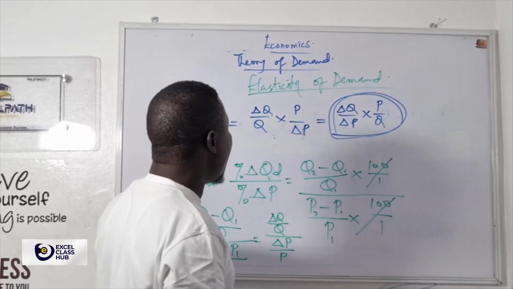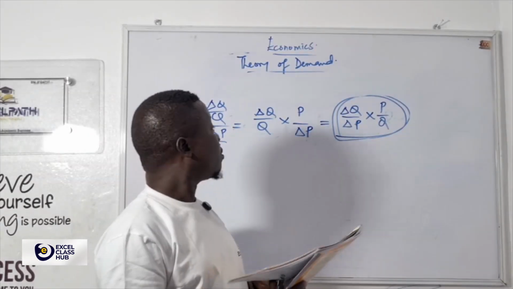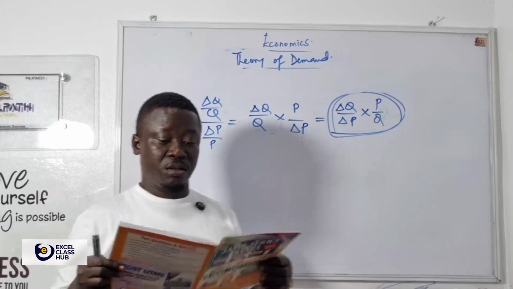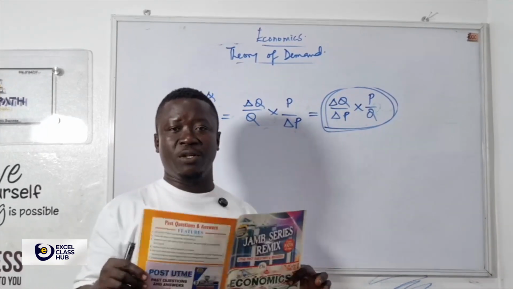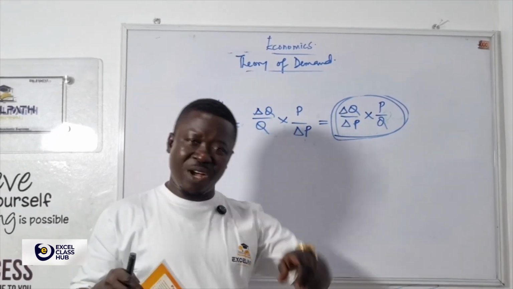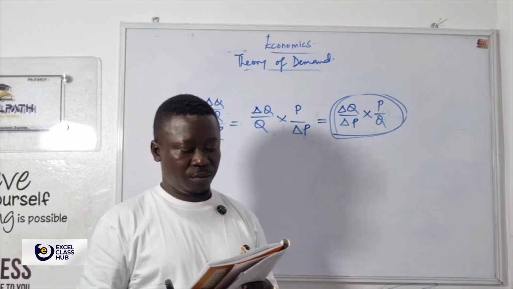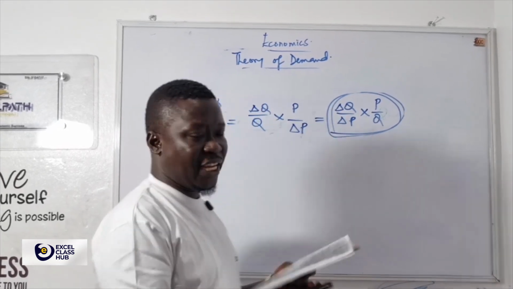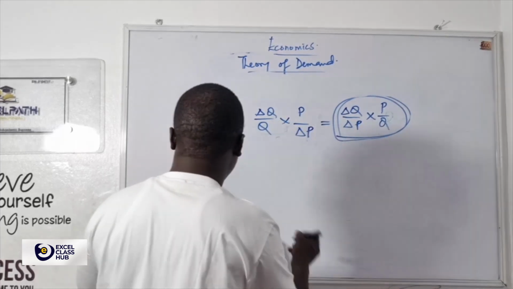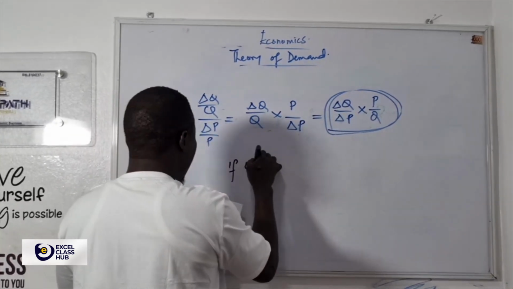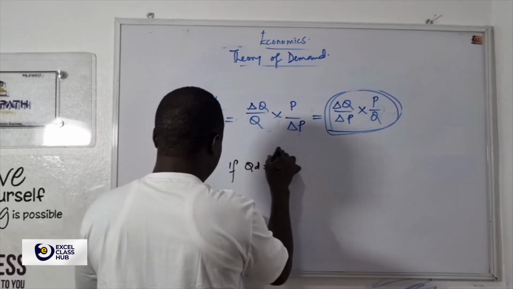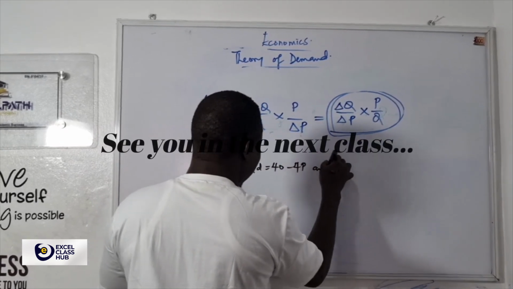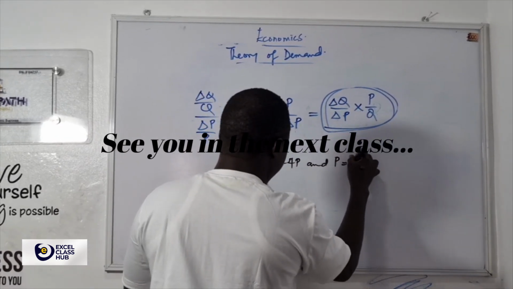Now, from here, I'll bring past questions. I'll be citing the year one after the other, and you go and confirm what I'm giving you now. Let's go to 2015, question 48. We have, if quantity demanded is equal to 40 minus 4p, and price is equal to 4 naira.